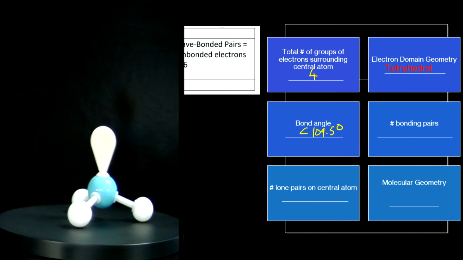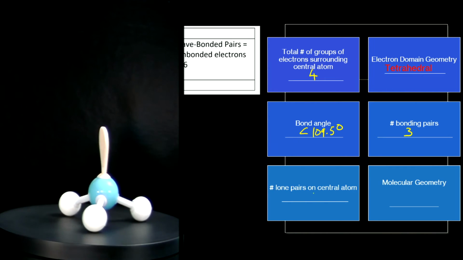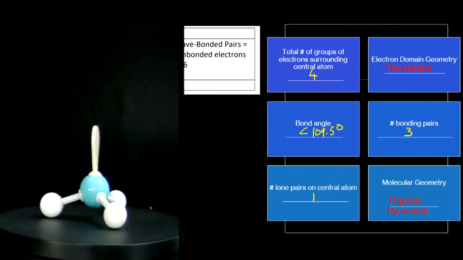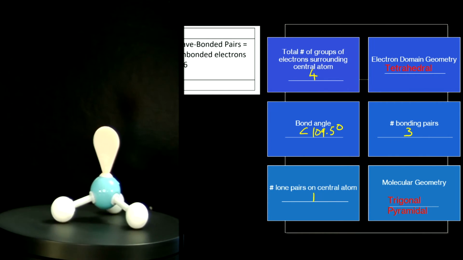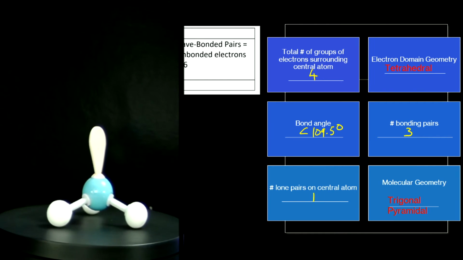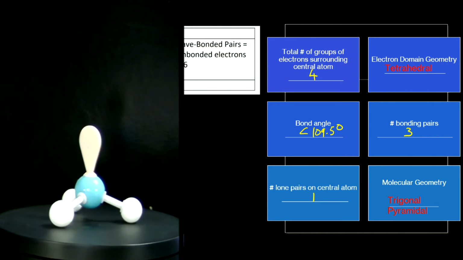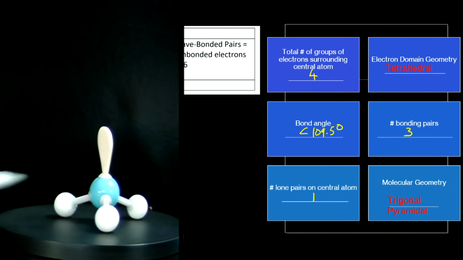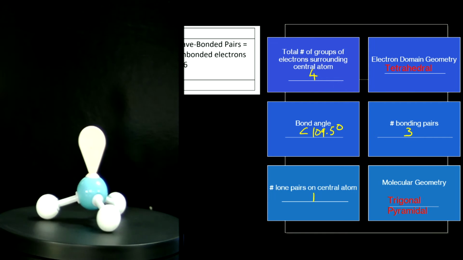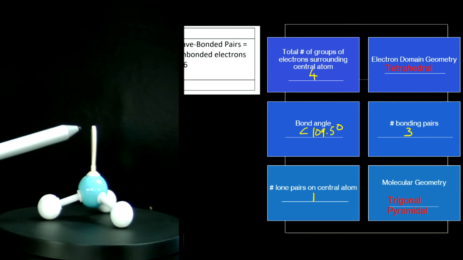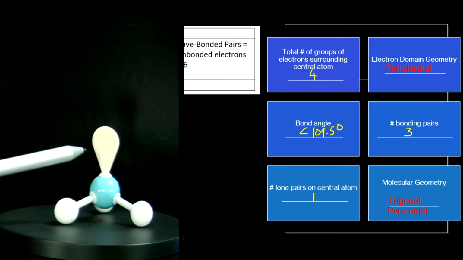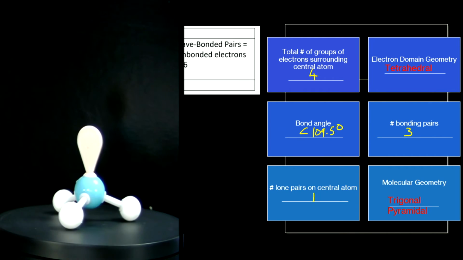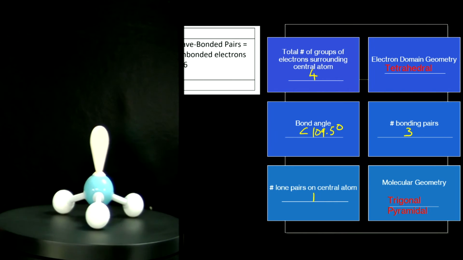Our bonding pairs will be 3. Our lone pairs will be 1. Therefore, our molecular geometry is not going to be the same as our electron domain geometry, and it will be referred to as trigonal pyramidal. An easy way to remember that is that the 3 hydrogens are forming a pyramid underneath our nitrogen atom. And again, that lone pair is causing a repulsion, and it's forcing those hydrogen atoms further away from itself. Because remember, like pairs will repel one another.